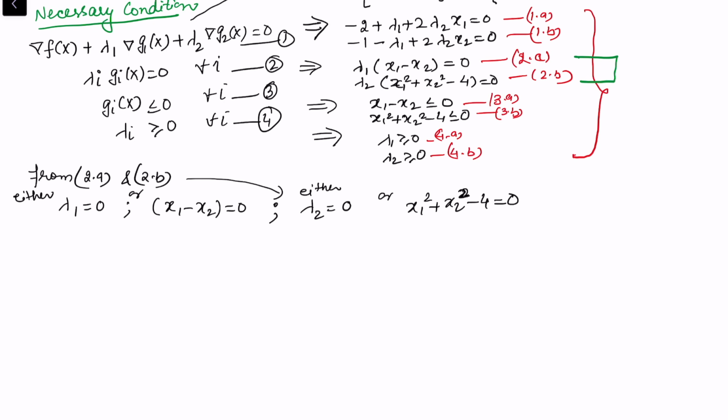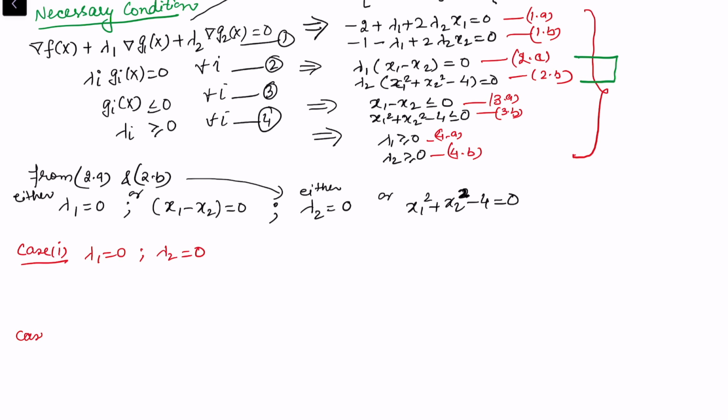Now from these we can make the cases: either lambda 1 equal to 0, or it is possible that lambda 1 is not equal to 0, in which case x1 minus x2 has to be 0. Similarly, lambda 2 equal to 0, or it is possible lambda 2 is not equal to 0, in which case x1 square plus x2 square minus 4 is equal to 0. Because there are two lambda i's, we can make 4 cases, and the first case is lambda 1 equal to 0, lambda 2 equal to 0.